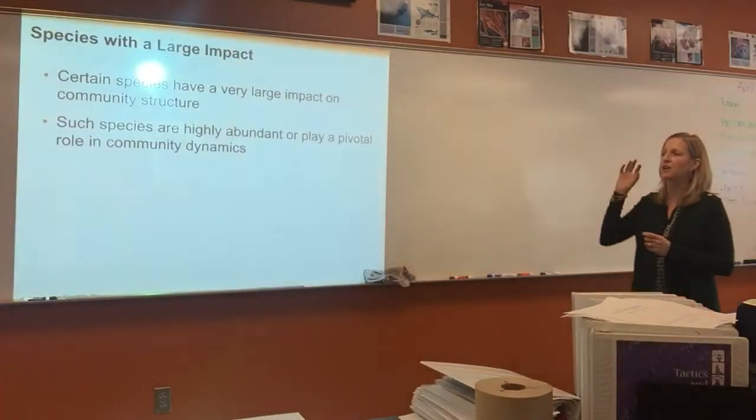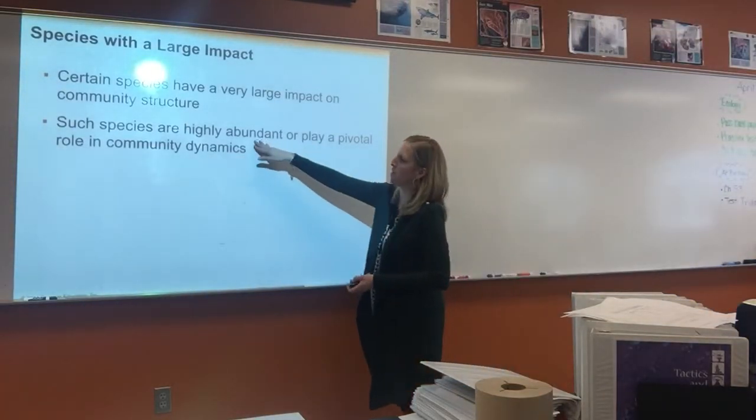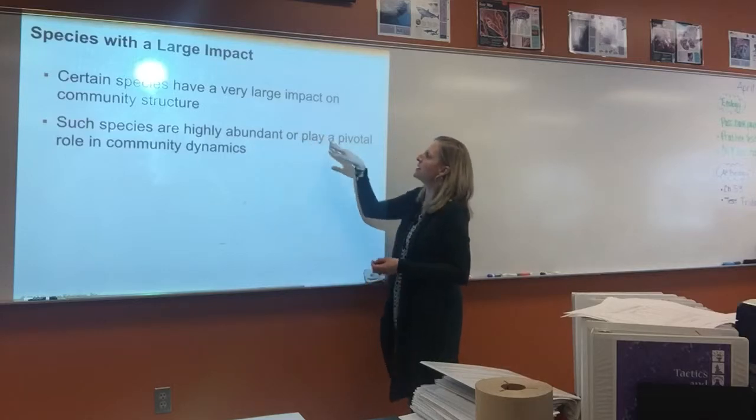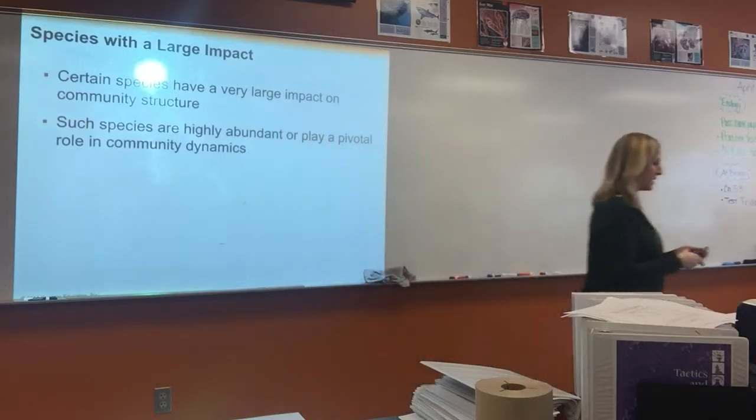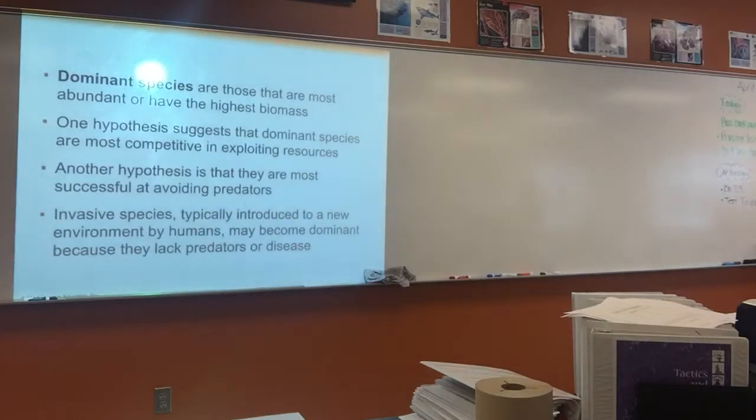Some species have a huge impact on the community as a whole. Some species are really abundant, so there's lots of them. And some species aren't very abundant, but have some kind of role that really affects the community. And so we're gonna look at two different examples of that. So let's look at when a species is highly abundant. They call that a dominant species. So a dominant species are those that are most abundant or have the highest biomass.